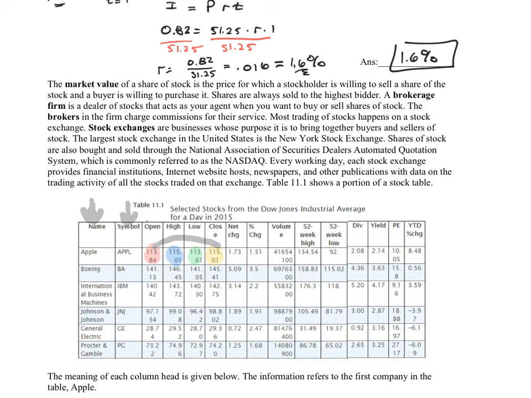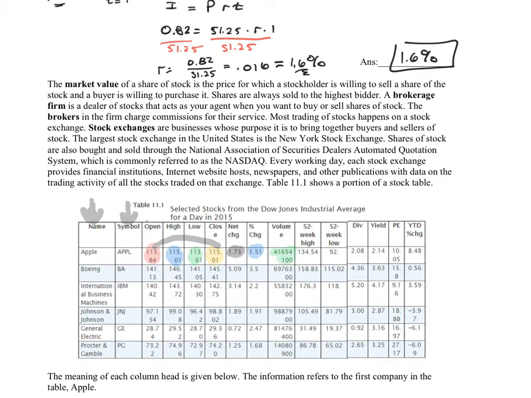it started at 113.84, finished at 115.01. So that gives us our net change, which is a positive number here of $1.73. So because it's positive, that means it was an increase. So then what they do is they do the percentage change. They look at the price per share and divide it by the change, and that gives them the percentage change. So it increased by 1.51% of its value.